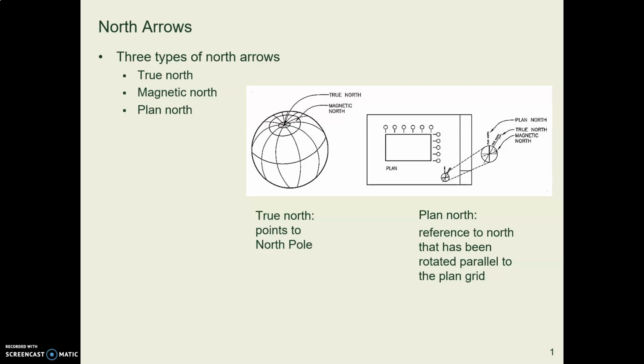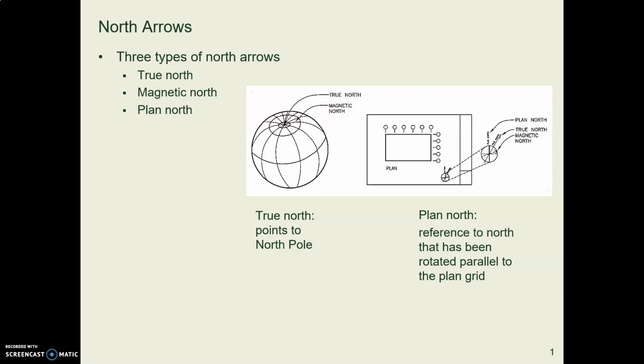Let's take a brief look at what's required with north arrows and with scale on your drawing. There are three types of north that you might encounter. There's true north, and that's the north on a globe or on a map. That's the lines of longitude that don't change. There's magnetic north. That's the north your compass needle points to.